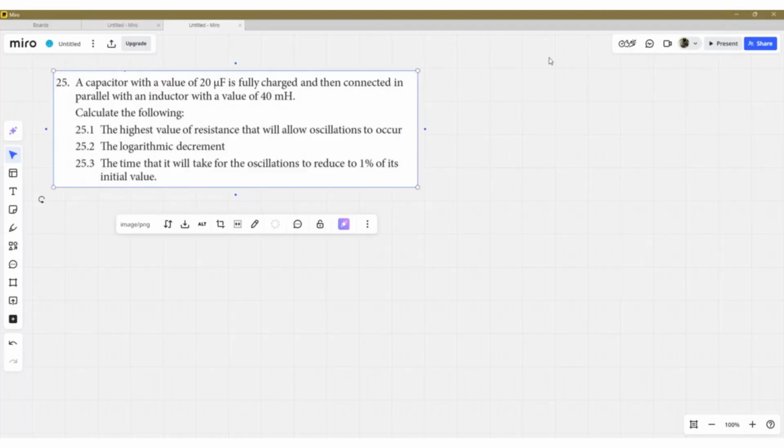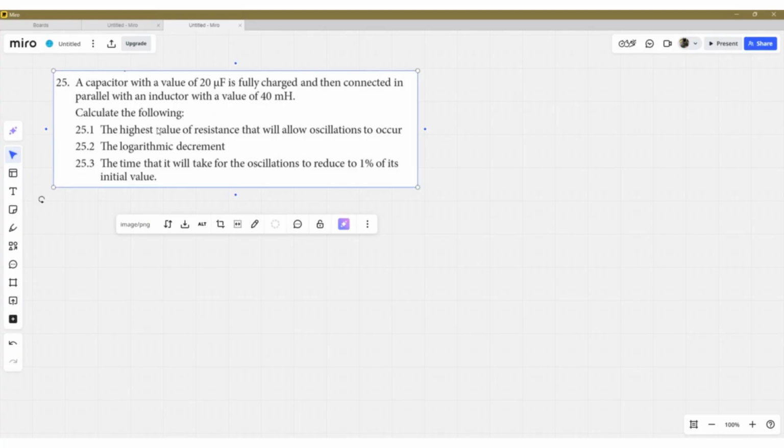Right, so there is our problem. We're told we have a capacitor with a value of 20 microfarad that's fully charged and is then connected in parallel with an inductor with a value of 40 millihenry. So this is essentially changing circuit parameters that we have here.